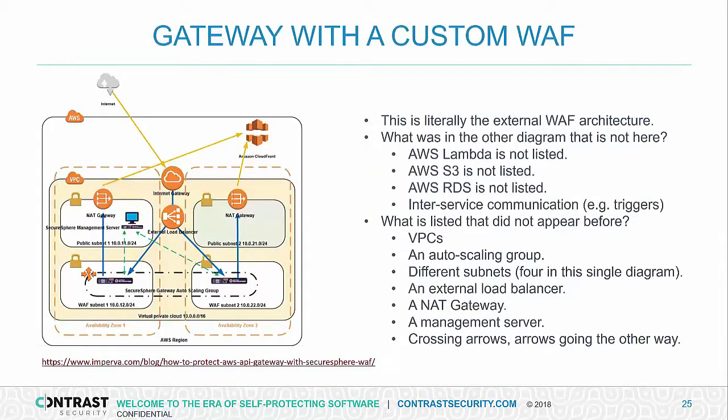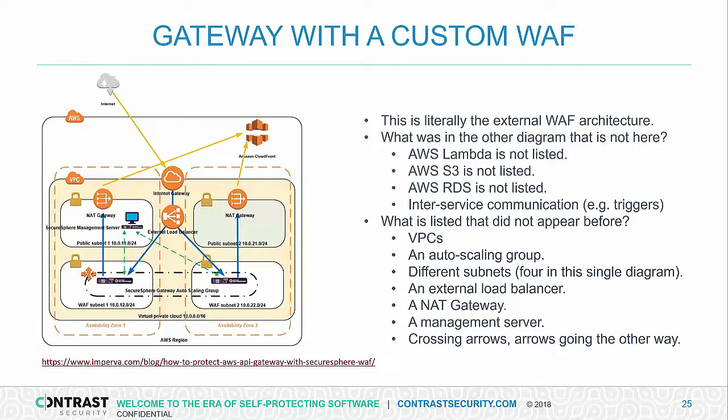Now, when we look at this gateway with a custom web application firewall, it gets really complicated. So this is literally a diagram that I found of how can I deploy a WAF into the cloud. This is a literal diagram. I didn't make this up. I didn't hunt for it. And what I find confusing about this diagram is a lot of things, but predominantly that it actually shows a lot less than the other application gateway diagram.